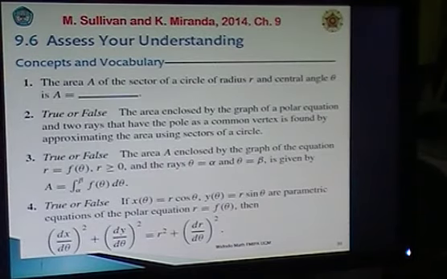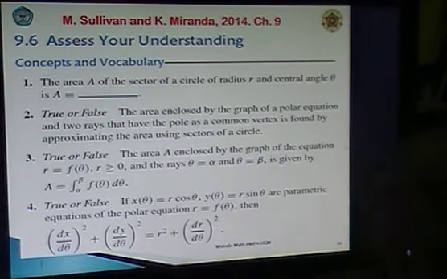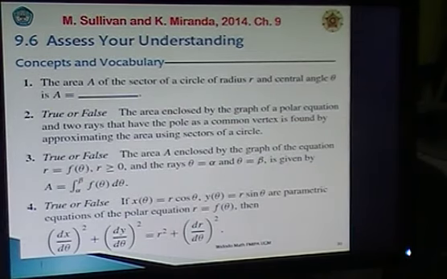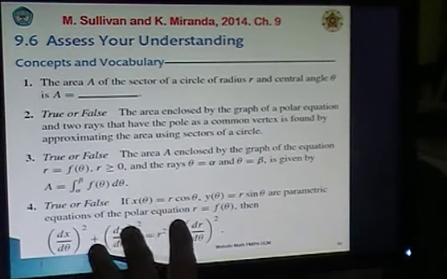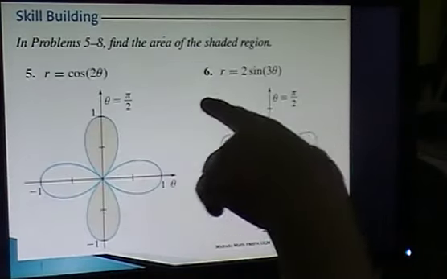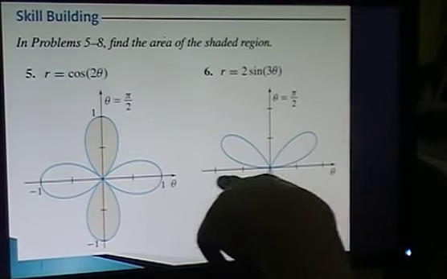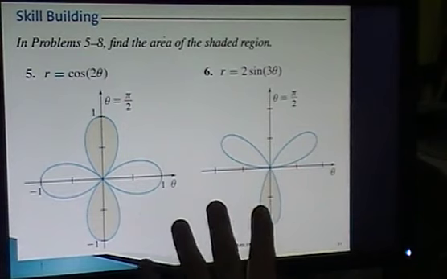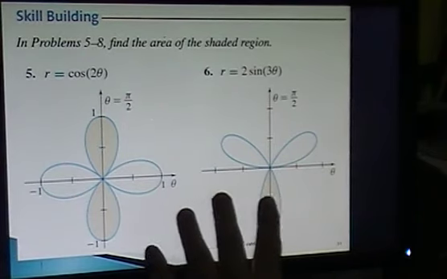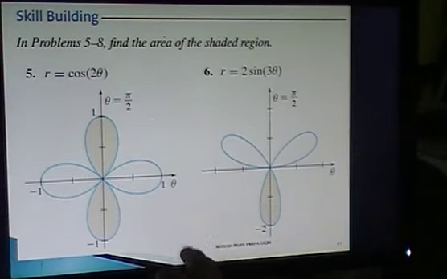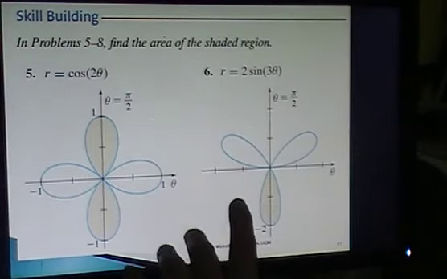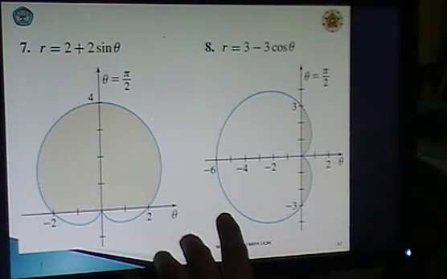I think that's all that I want to say about the area in polar coordinates. In the book of Sullivan and Miranda, we have many exercises for understanding, for analyzing, and so on. We have many exercises here. I don't want to do them in detail, but I will take maybe one or two of them to be discussed in the next session. I will give you next. Something like this.